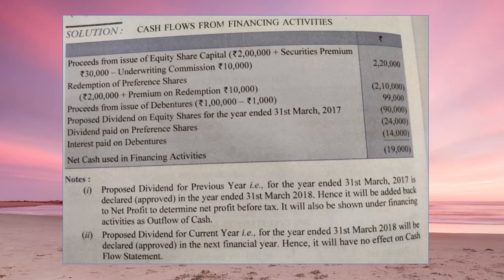It will also be shown under financing activities as outflow of cash, and it is very clear. There is an outflow when we have made the payment, so there will be an outflow of money, which we have subtracted. Second number, proposed dividend for current year, that is for the year 31st March 2018, will be declared in next financial year. Hence, it will have no effect on cash flow statement.